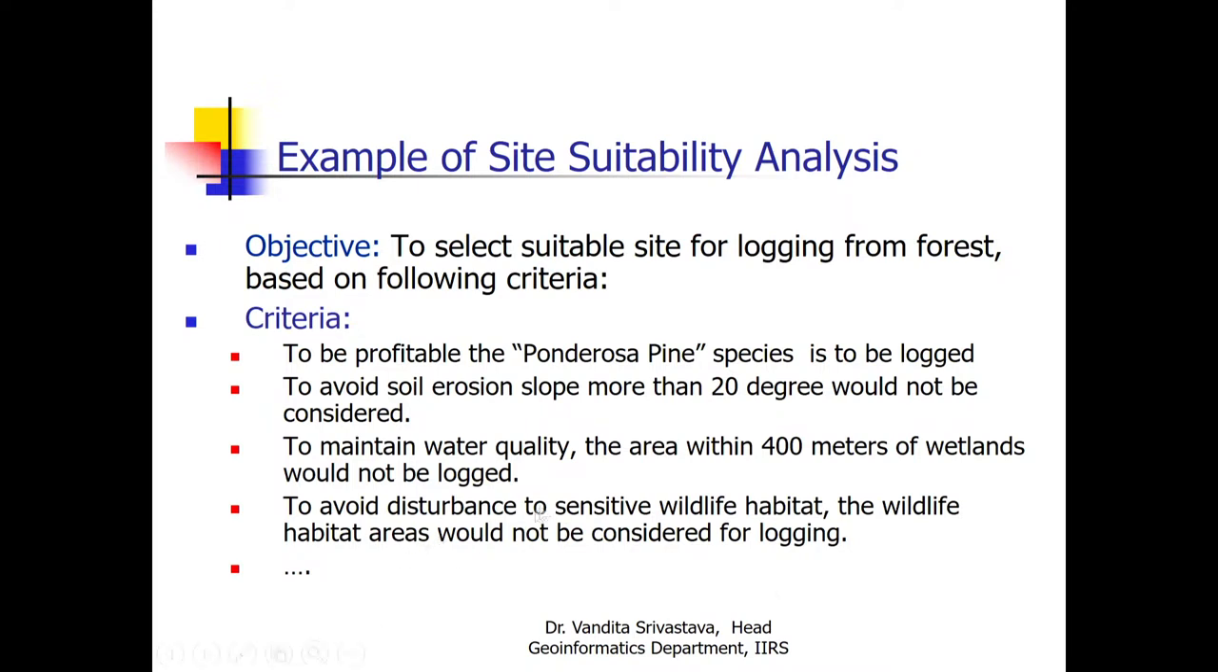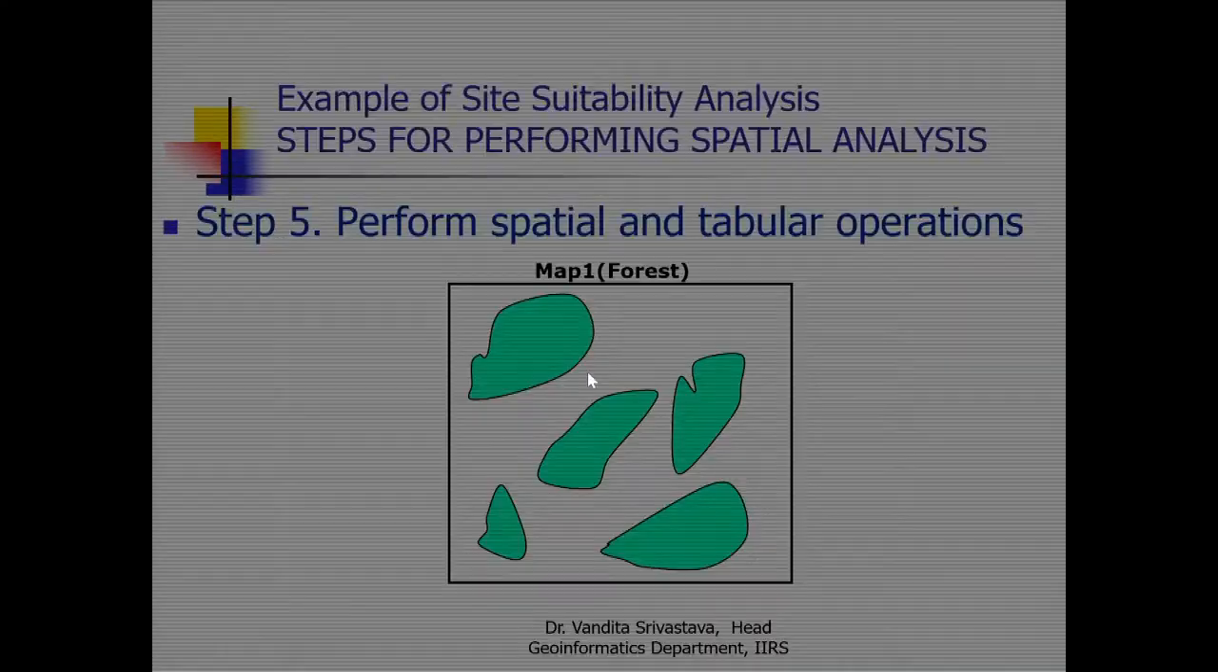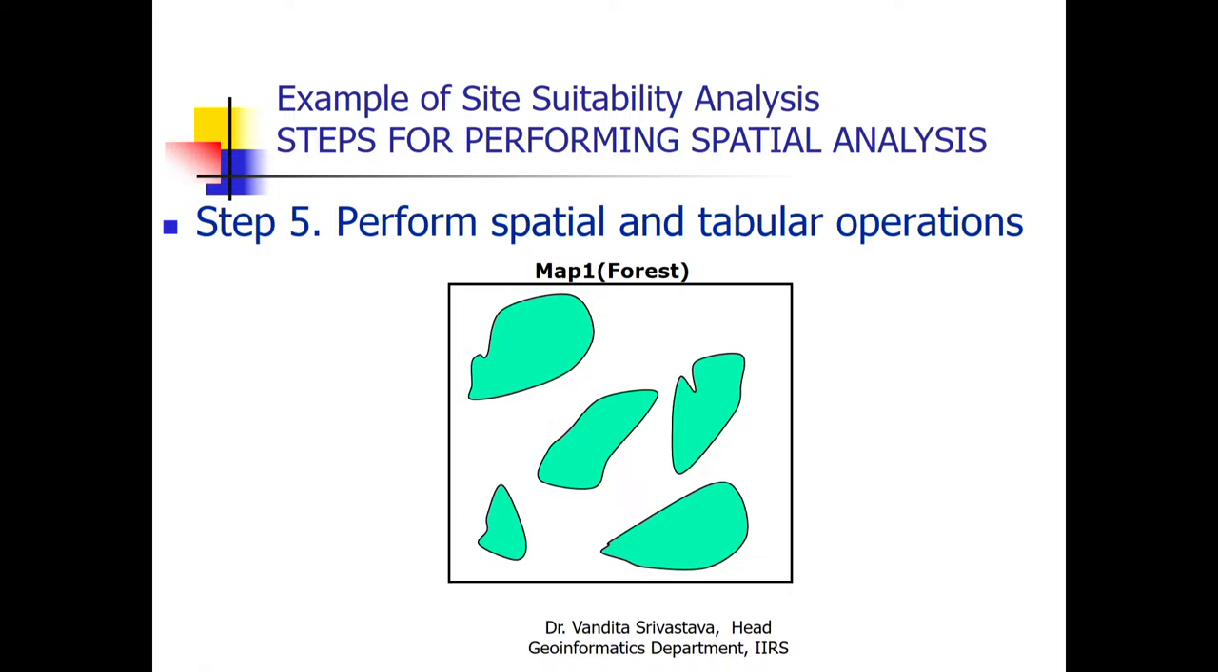To apply the criterion of sensitive wildlife habitat, we will simply say avoid the areas which are habitat of sensitive wildlife residing there. So with these three criteria plus one, the ponderosa pine criterion, we have to perform a site suitability analysis. How will we go? First of all we identify what we require. To get the ponderosa pine, we require a vegetation map, and we need to make a selection by attribute.